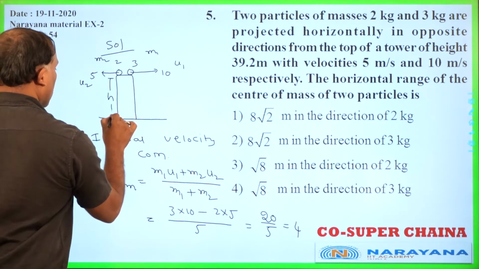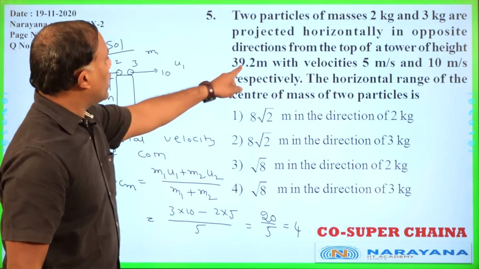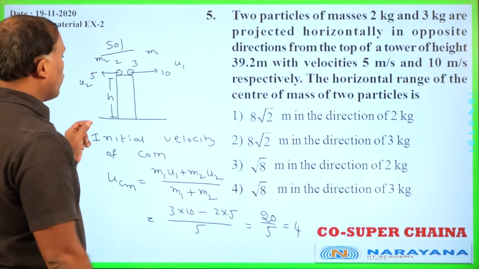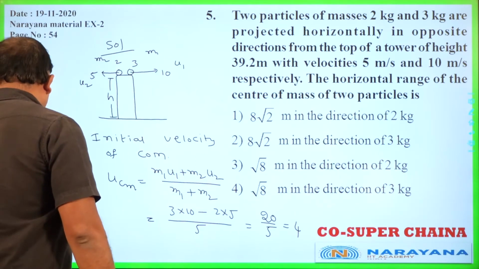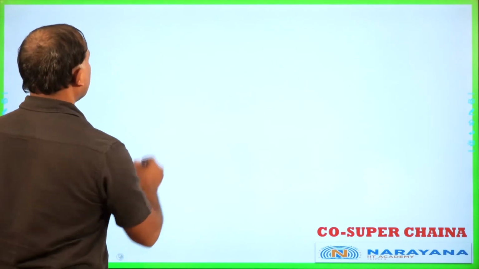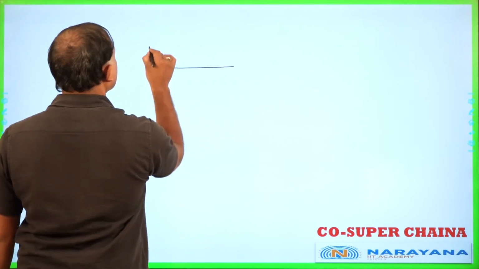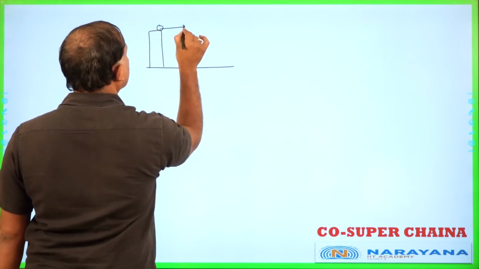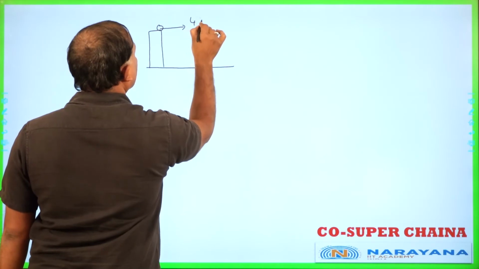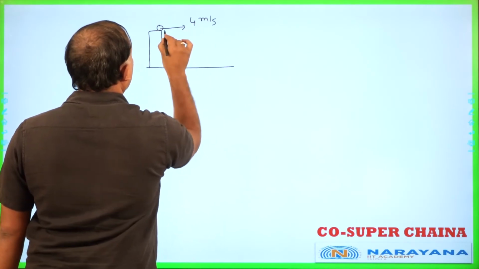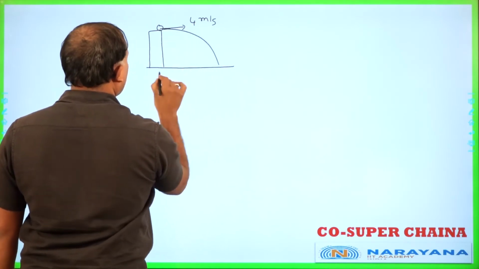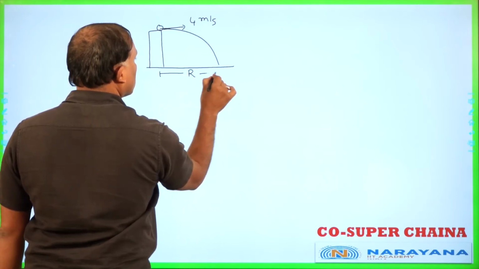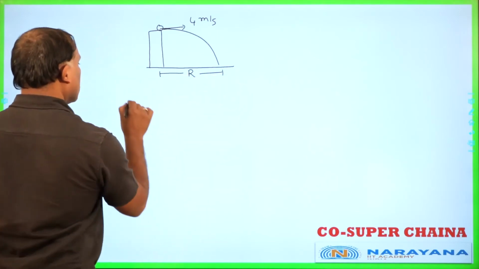Then the height h is given to you. What is the height given? 39.2. Then what is the range? So now one more step. Velocity of center of mass is moving this side with 4 meters per second, and here it is falling downward. Then what is the range he is asking you?